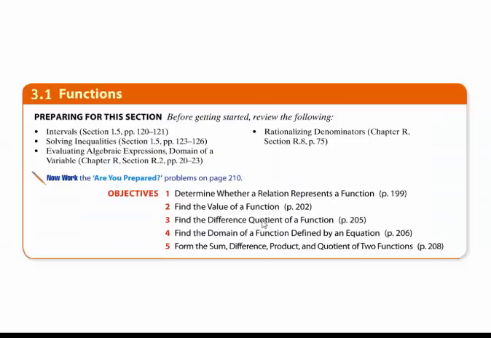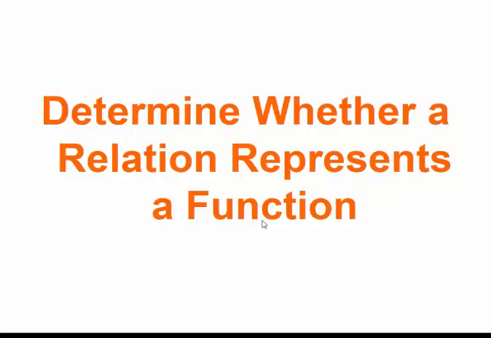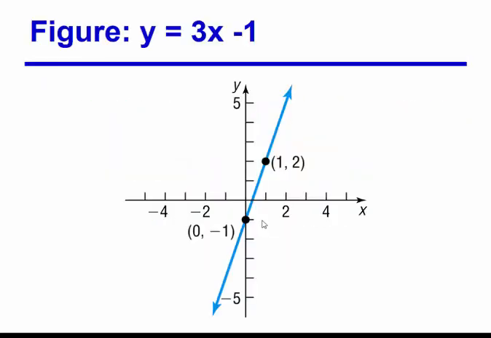So the objectives for 3.1: we're going to determine whether a relation represents a function. We're going to find the value of a function. We're going to find the difference quotient of a function. We're also going to find the domain of a function defined by an equation. And we're also going to form the sum, difference, product, and quotient of two functions. So the first thing is to determine whether a relation represents a function.